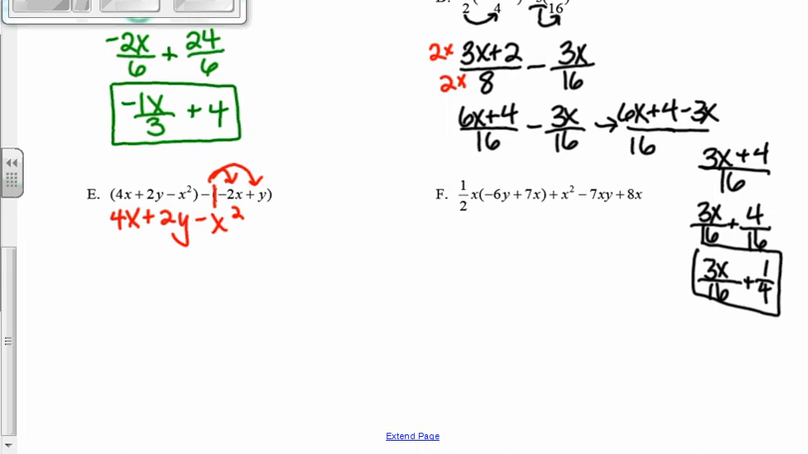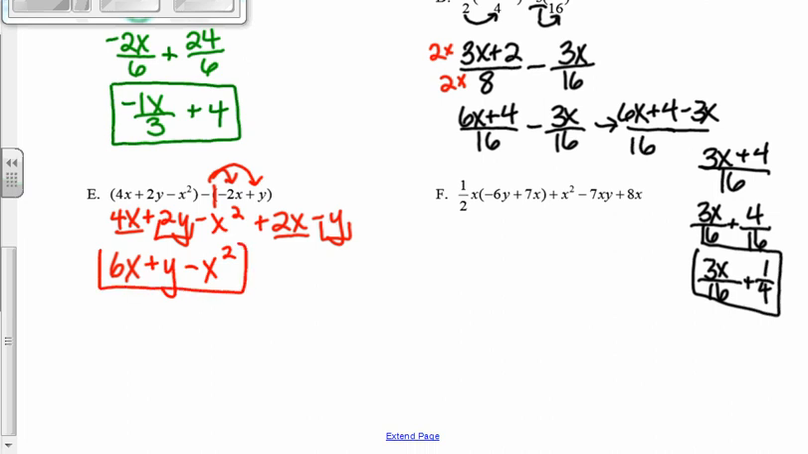So distributing the -1, -1 times -2x would be positive 2x. And -1 times y would be -y. And now we're going to combine like terms. So I see that we have a 4x and a 2x would be a total of 6x. And then we have a 2y minus 1y, which would be 1y. And then we still have that minus x squared that doesn't combine with anything. So this would be my final answer. So yet another example of when things start getting kind of ugly looking when we do this simplification process.